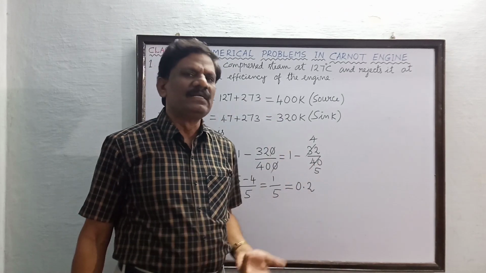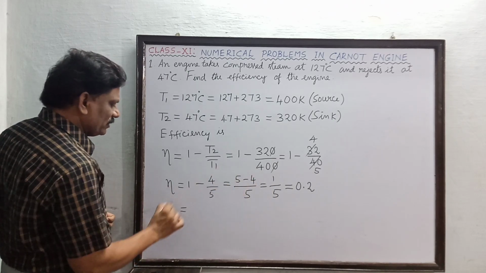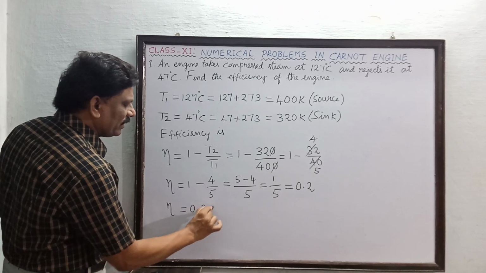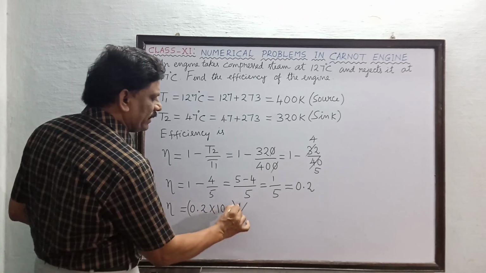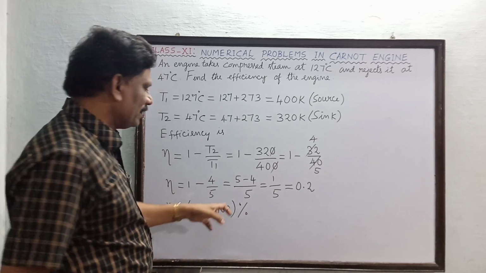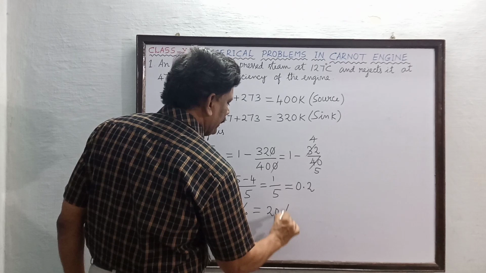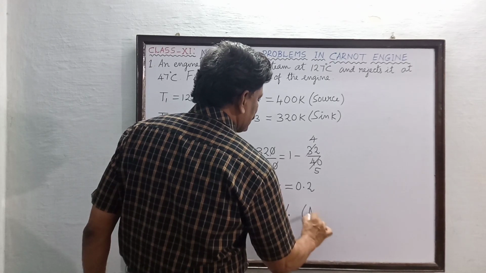So this is one of the answers, in fraction or in decimal. Suppose you want to convert this into percentage, you have to multiply this by 100. So I have multiplied this 0.2 by 100 so that now the efficiency is called percentage efficiency. So this is equal to 20%.